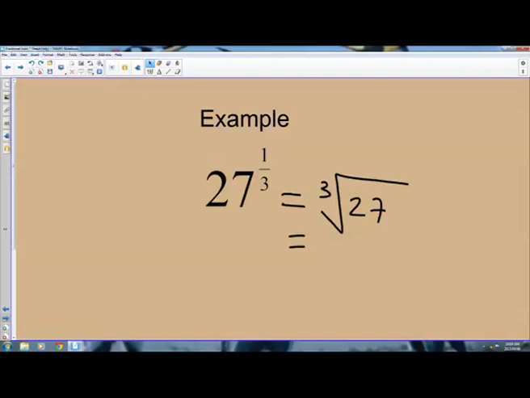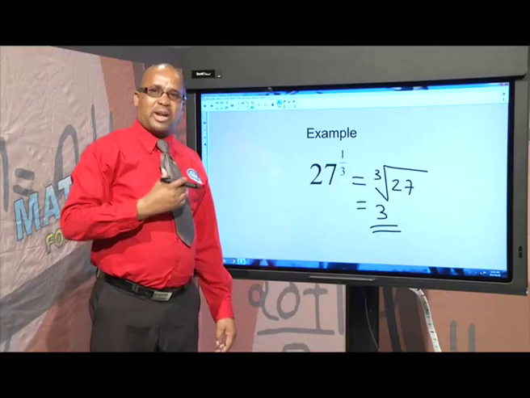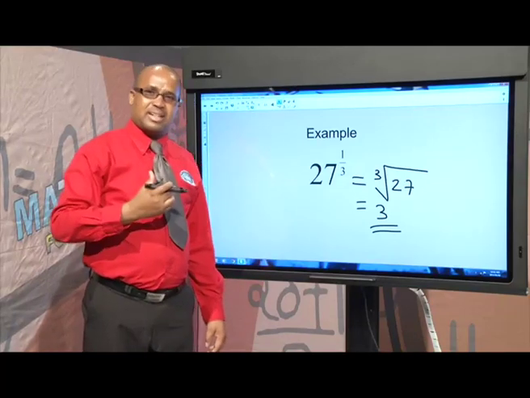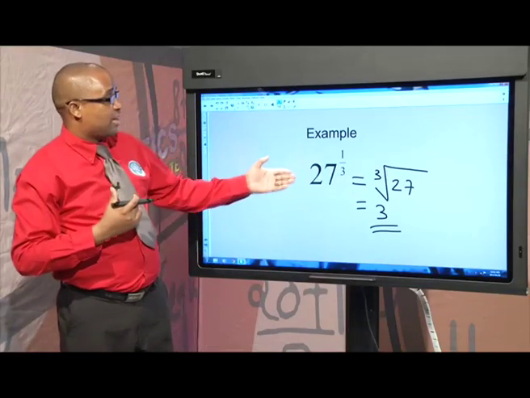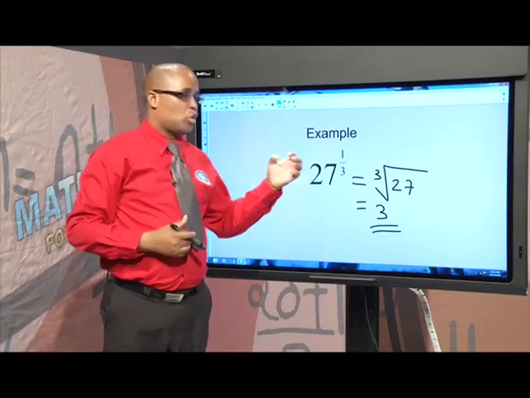Now, 2 times 2 is 4, times 2 is 8, so it cannot be 2. Check the next number, 3. 3 times 3 is 9, times 3 is 27. So the cubed root of 27 is 3. This is how we interpret a fractional index. It simply says when a number is raised to the power of a fraction, like in this case 27 to the power 1/3, this simply says the cubed root of 27.